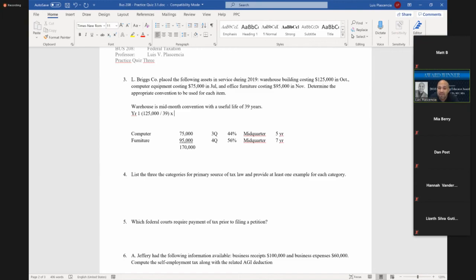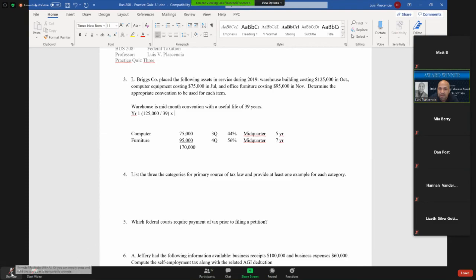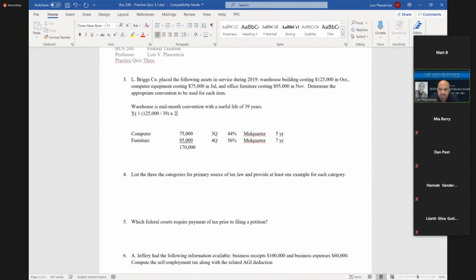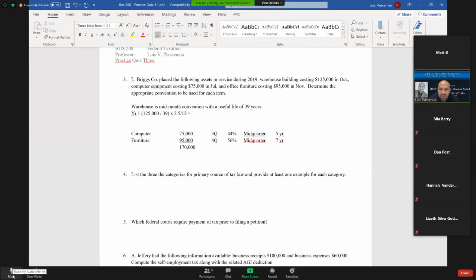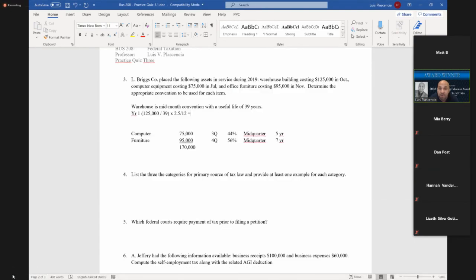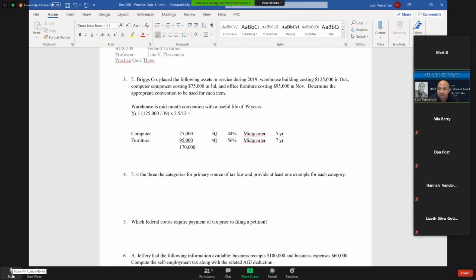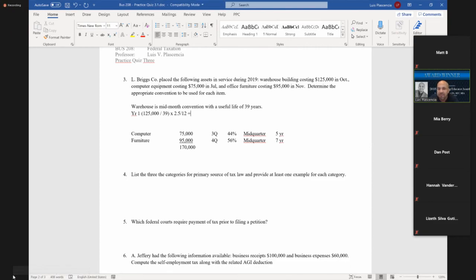It's mid-month convention, so we're assuming that we're going to put it in the middle of October, right? And then we have November and December, so 2.5 months, right? Divided by 12. What does that equal for the first year? Again, 2 months because November and December, we're counting that at full months. In October, it doesn't matter if they place it in service in the beginning of the month or the middle of the month. It's mid-month convention. It's assumed that it's placed in service in the middle of the month.